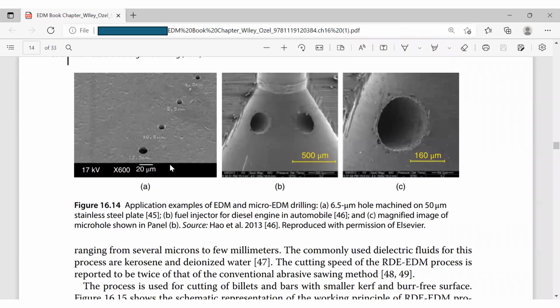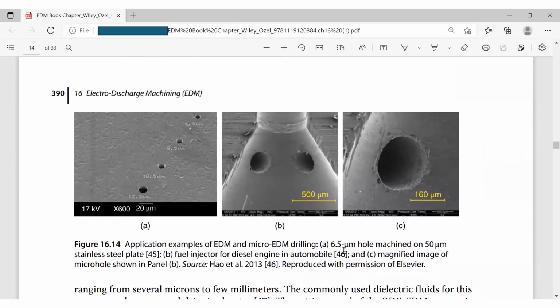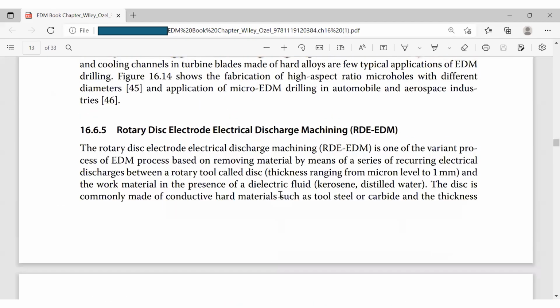So here is a 6.5 micrometer hole. Very, very small. Here is a fuel injector for a diesel engine in an automobile. This is a magnified image of the micro hole shown in panel B. Right? So this is magnified. This is made using EDM drilling.